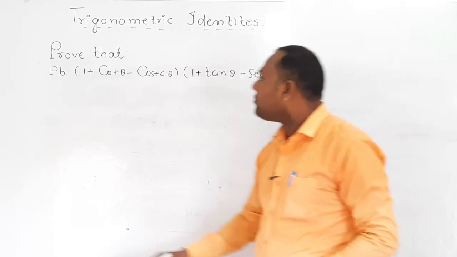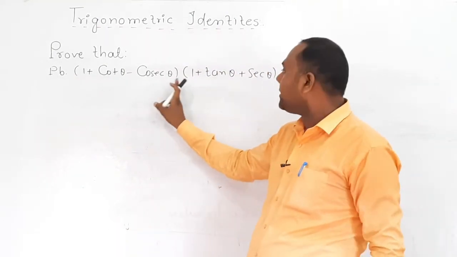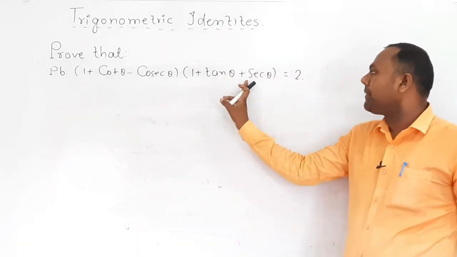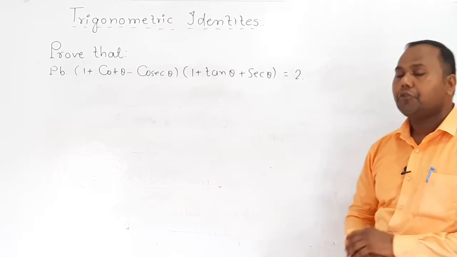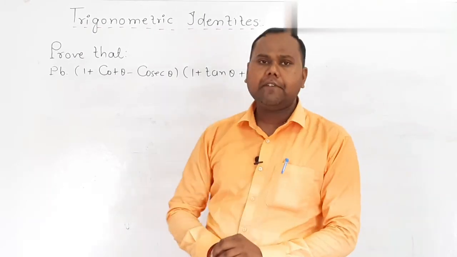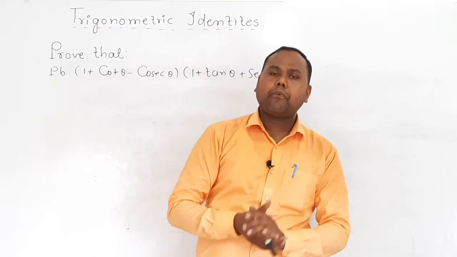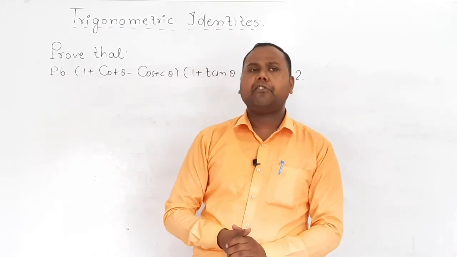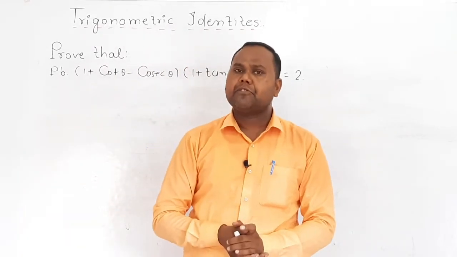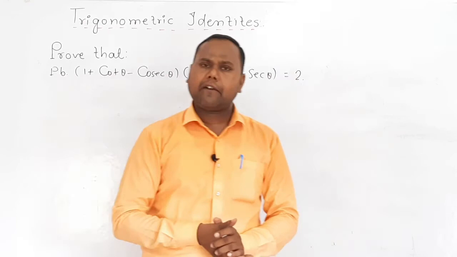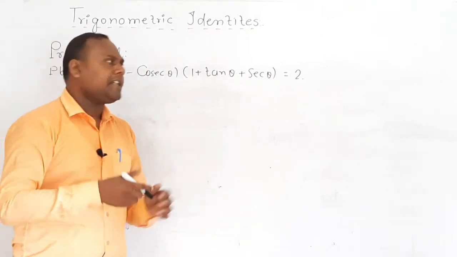Now the next question is: 1 plus cot theta minus cosec theta, into 1 plus tan theta plus sec theta, will be equal to 2. We have to prove 2. So firstly I would like to say that if the expression or the identity is given in the form of tan theta, cot theta, sec and cosec theta, then we will always try to change into sine and cos, and after that we find it very easily. Now let us proceed.